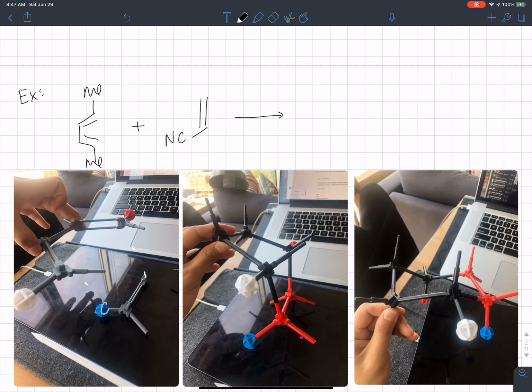set it up like the photos. If you don't, it's okay because I've put some of the examples in the lecture notes, which I'm going to upload to Blackboard after. Hopefully with these photographs of the models, you will be able to see why the substituents end up where they end up being.